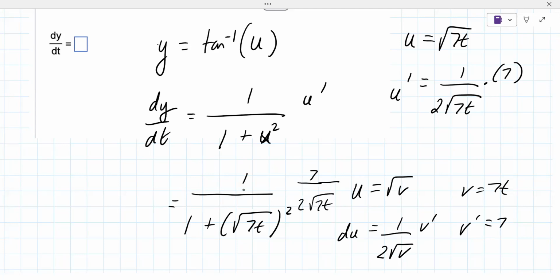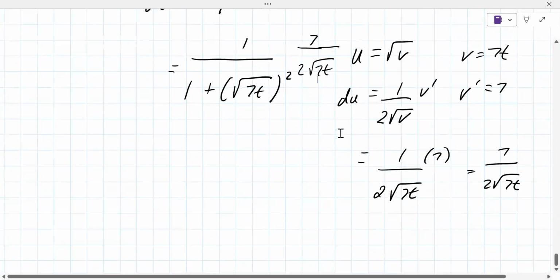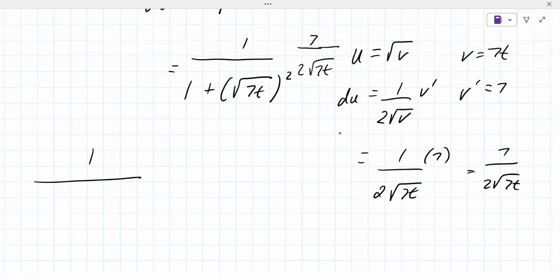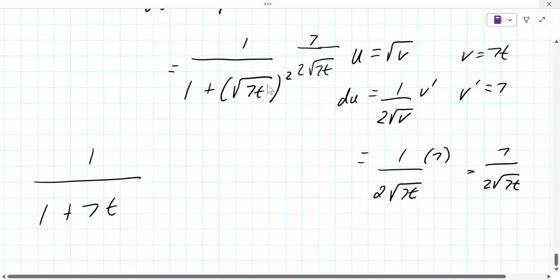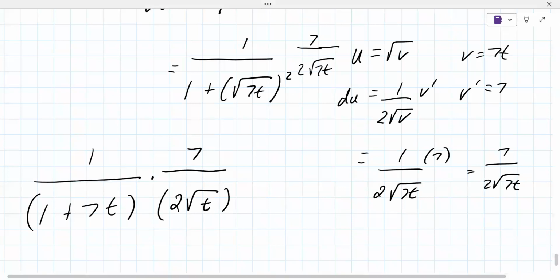And you wouldn't be able to simplify that. Well, you can. I don't think you have to, but let me give this a little more room. So it's 1 over 1 plus 7t, because the square root squared undoes it. And then it's 7 over 2 square root of t. I would probably just leave it like that. I wouldn't try to simplify it.